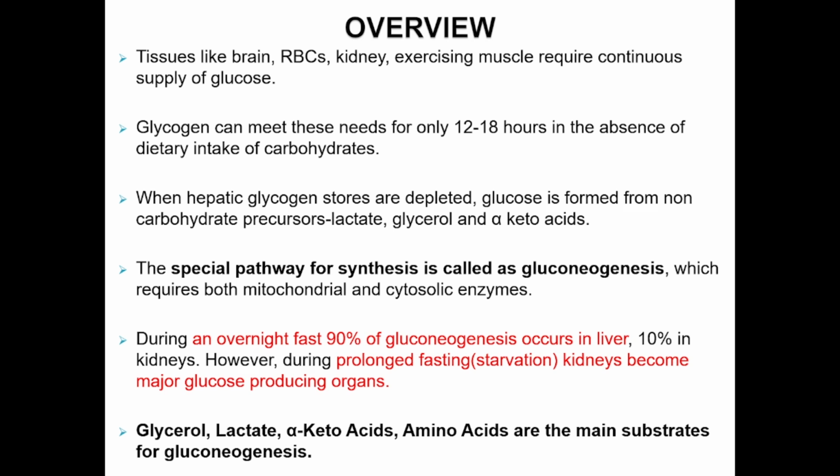So during overnight fasting, 90% of this gluconeogenesis occurs in the liver and 10% occurs in the kidney. But what happens if the fasting is prolonged, 2 days, 3 days, 4 days? We don't even call it fasting anymore. We call it starvation.